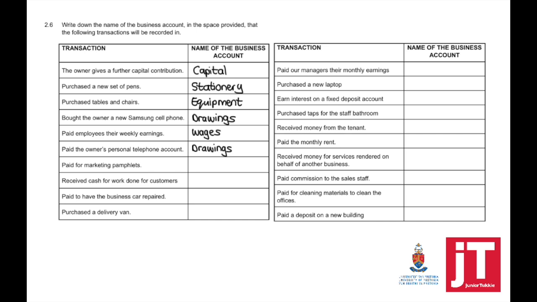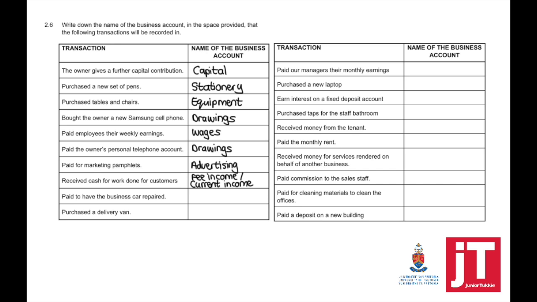Paid for marketing pamphlets. Marketing pamphlets will be regarded as advertising. So this will be an advertising expense to the business. Received cash for work done for customers. So the business received money because we've done work for customers. We have rendered a service. This is regarded as fee income or current income.